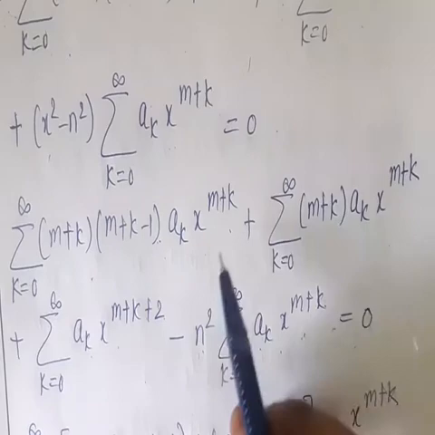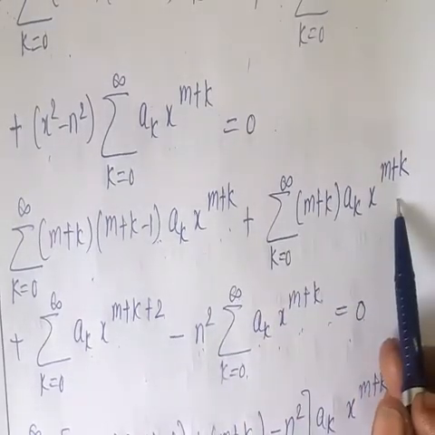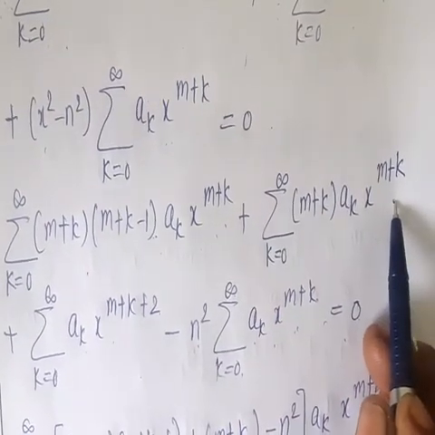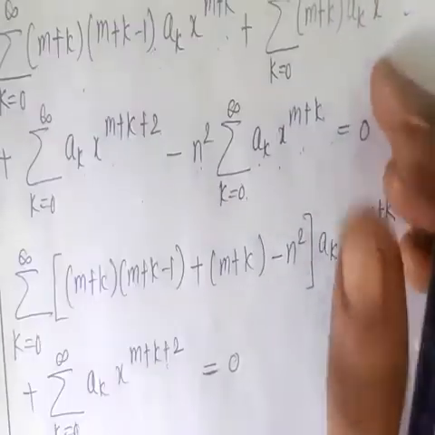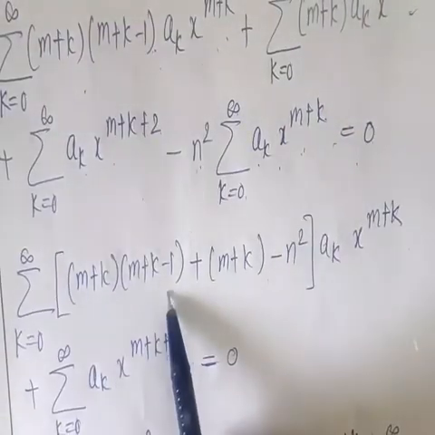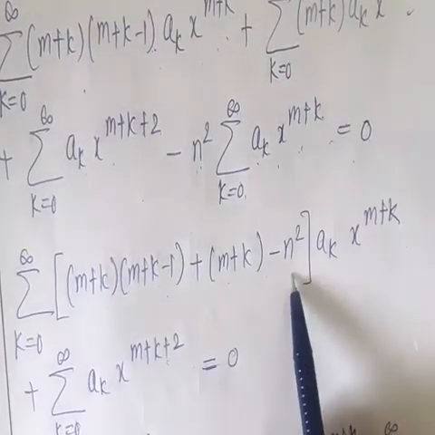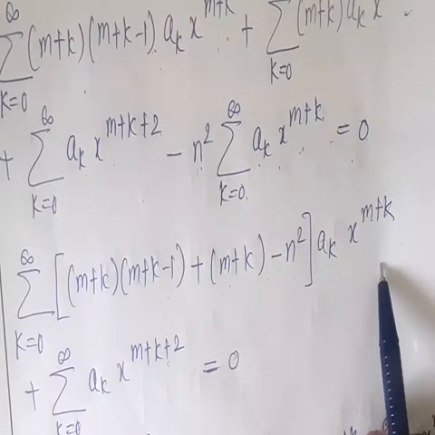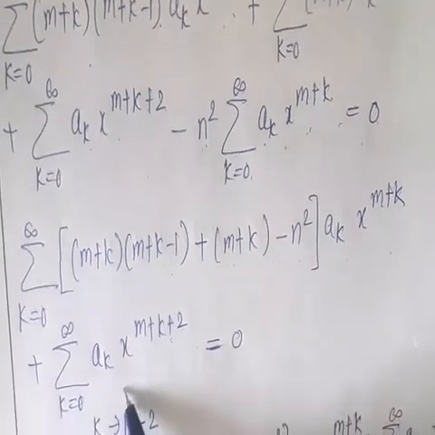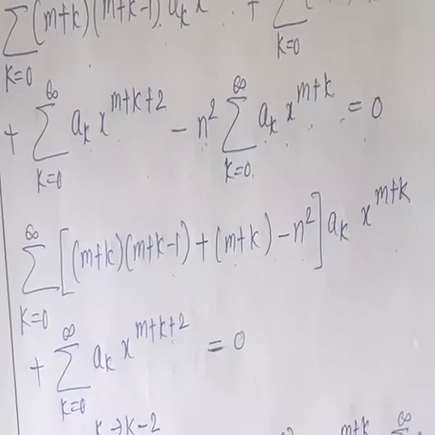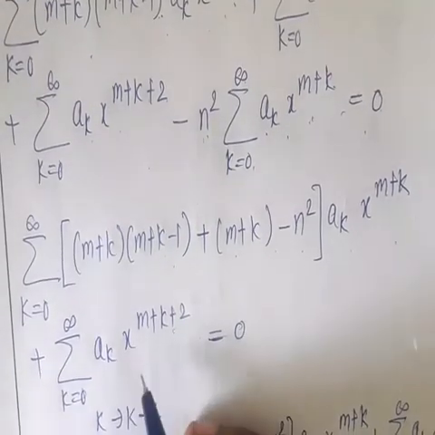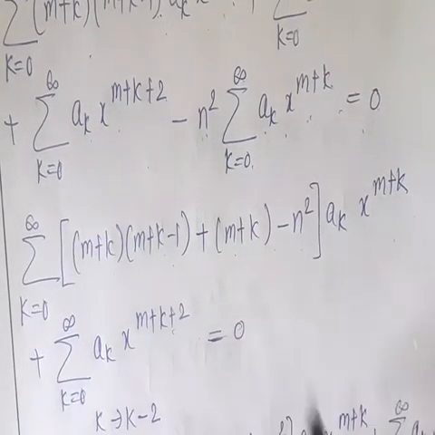Now combine all the same powers. The same power is x to the power m plus k. So combine its coefficient. It is (m plus k)(m plus k minus 1) plus (m plus k) minus n square, into a k x to the power m plus k, plus summation a k x to the power m plus k plus 2, equal to 0.